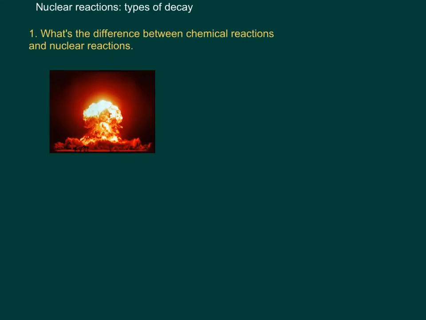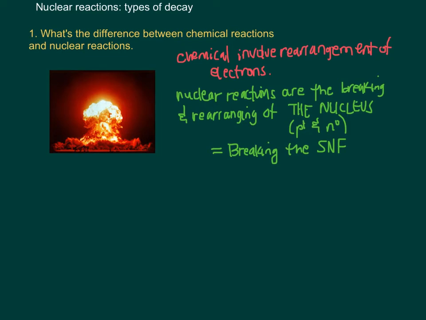So the difference between a chemical reaction and a nuclear reaction is that chemical reactions involve the rearrangement of electrons. So when you have a chemical reaction, the electrons are the only thing that's really involved in bonds breaking and bonds forming. Whereas nuclear reactions are the rearrangement or the breaking down of the nucleus of the atom, which is made of protons and neutrons. And you'll remember that the nucleus is held together by the strongest force that there is, the strong nuclear force.